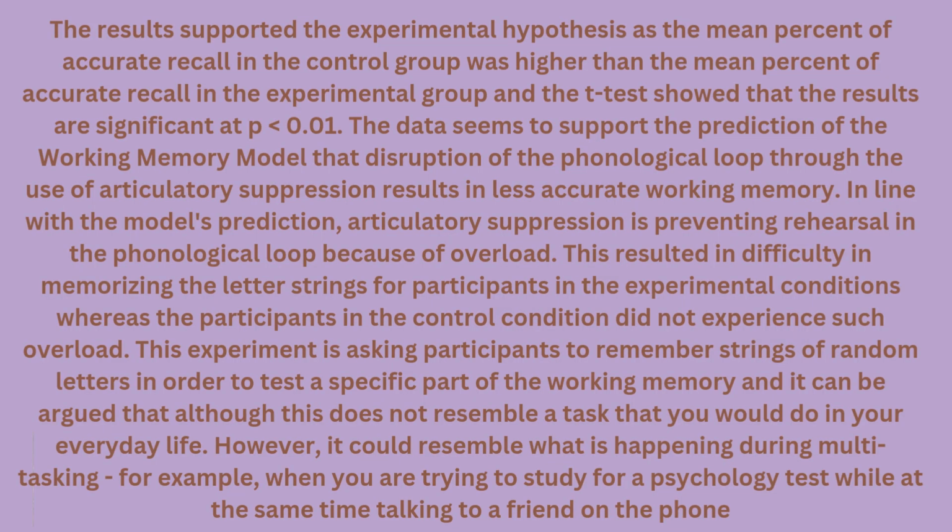The results supported the experimental hypothesis as the mean percent of accurate recall in the control group was higher than the mean percent of accurate recall in the experimental group, and the t-test showed that the results were significant at p less than 0.01. The data seemed to support the prediction of the working memory model that disruption of the phonological loop through the use of articulatory suppression results in less accurate recall.